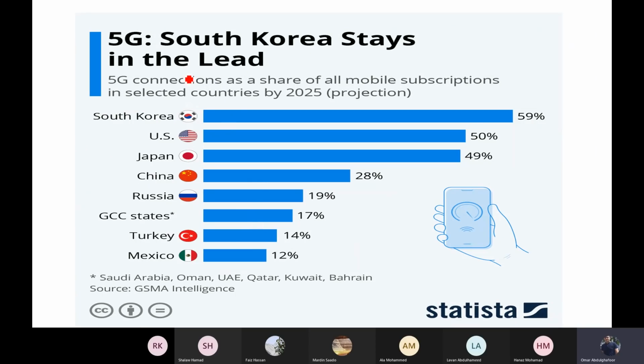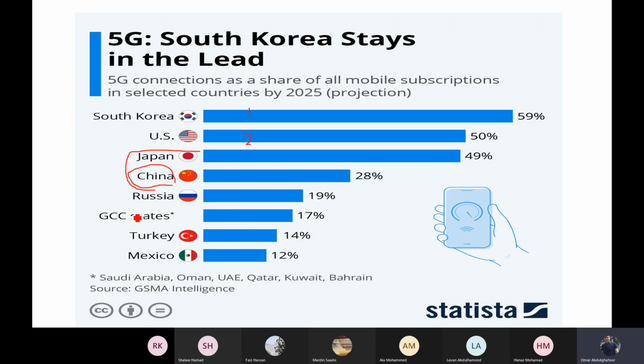And here you can see South Korea stays in the lead in terms of implementation of 5G. This one is number one, and this one comes number two. Japan and China, you can see, are also working very hard. China is working very hard, but due to some political issues with the US, it's a little bit slower, in terms of the story of Huawei technologies and all those stories.